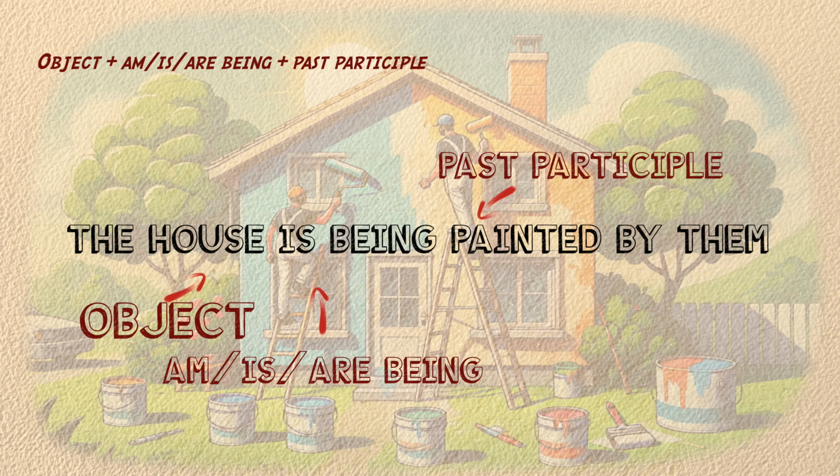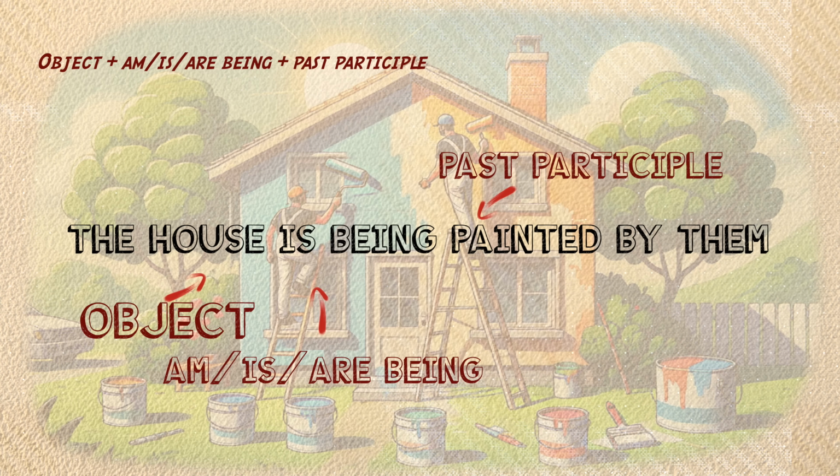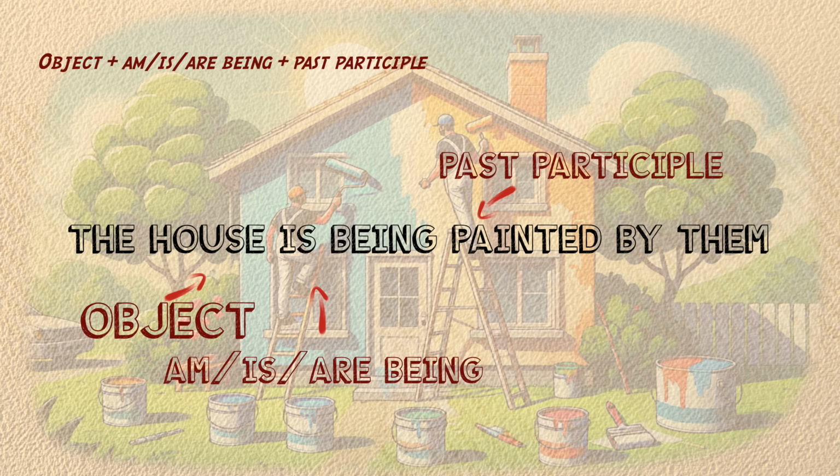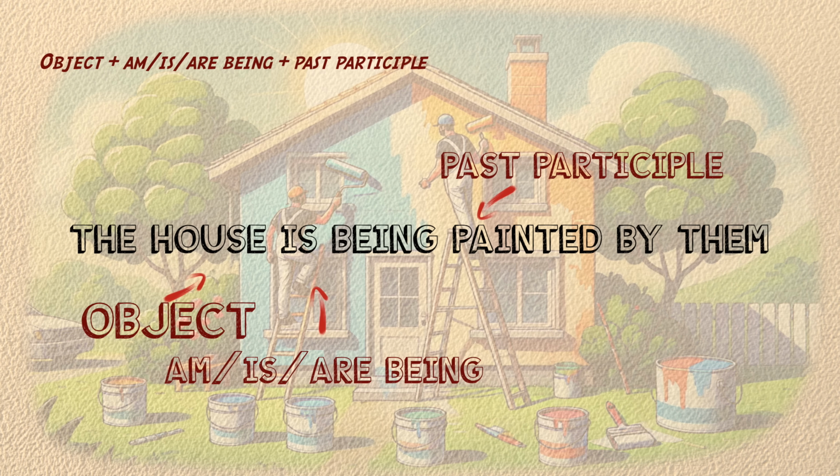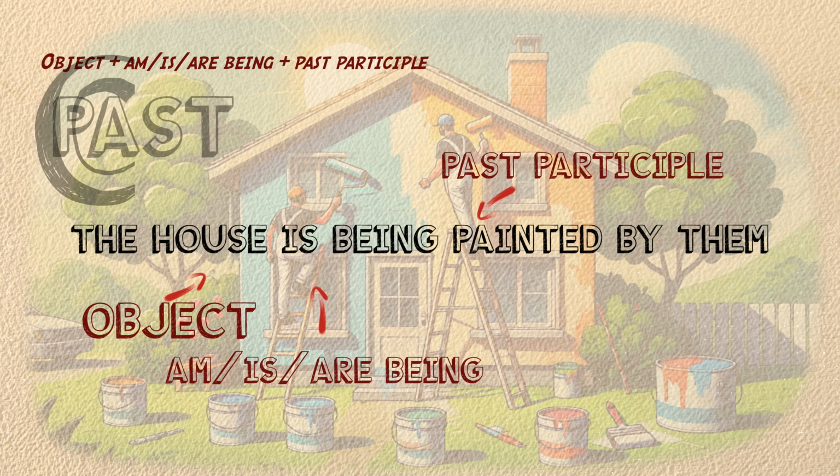The house is being painted by them, or just the house is being painted right now. Adding "being" here is important, and this is what makes it sound like the action is happening right now. Now let's take a look at the past continuous.